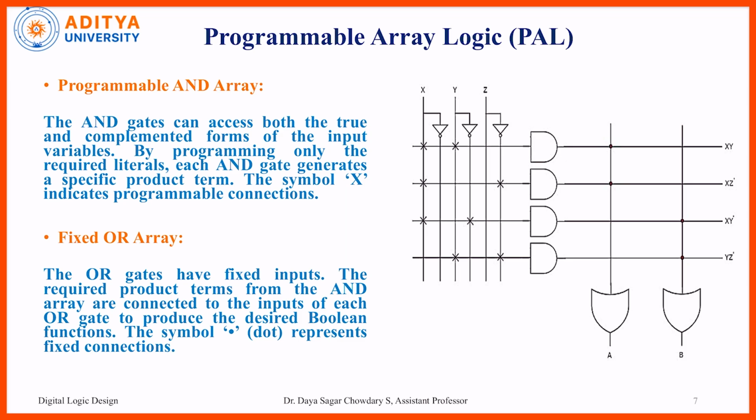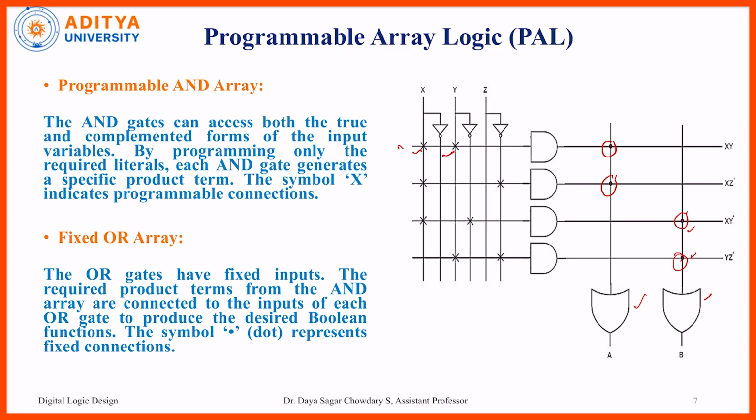Now here, the programmable AND array. Programmable AND array means here we can observe the cross marks. Cross marks mean that it is programmable. That means the inputs of the AND gates that contain the cross mark are programmable, and if we observe the dots for the inputs of this OR gate, these dots are fixed. So simply we are fixing these inputs for this particular OR gate and these inputs for this particular OR gate. These all inputs are fixed.